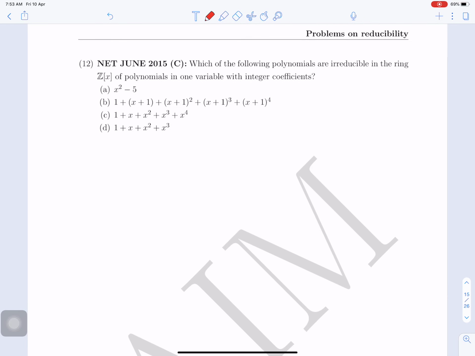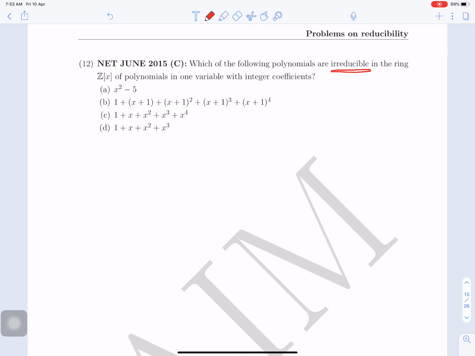Now problem number 12. Which of the following polynomials are irreducible in the ring Z[x]? Again, here we are interested in irreducible polynomials in one variable with integer coefficients. That is just the definition of Z[x]. So here we want to check which of the following polynomials is irreducible over Z[x].